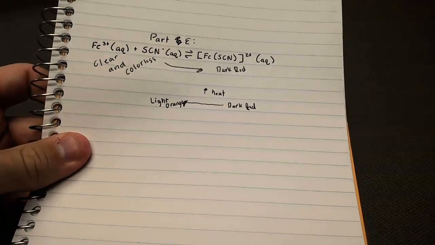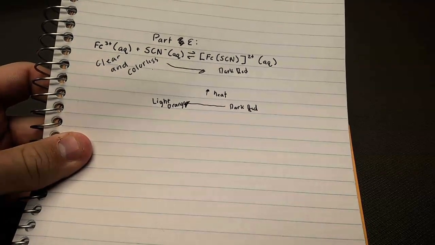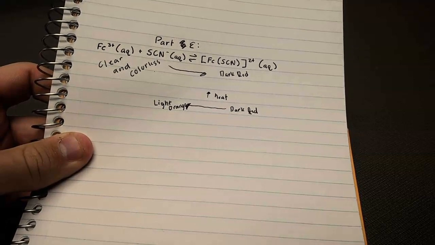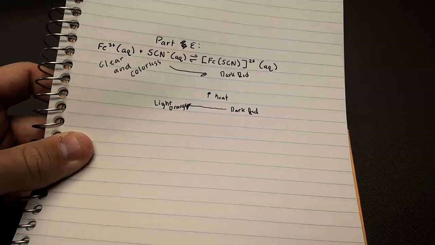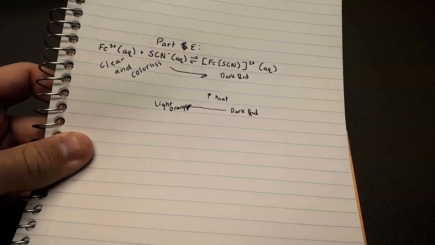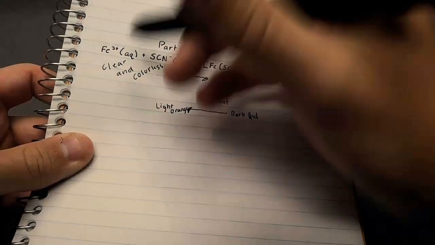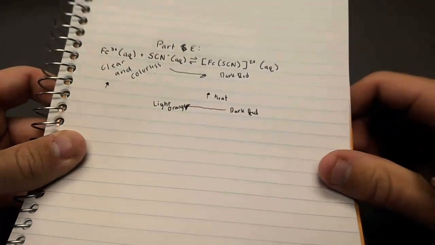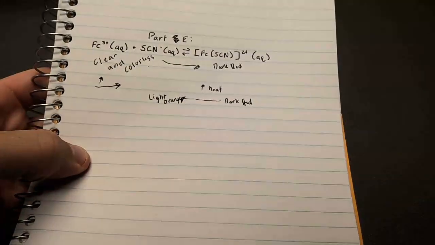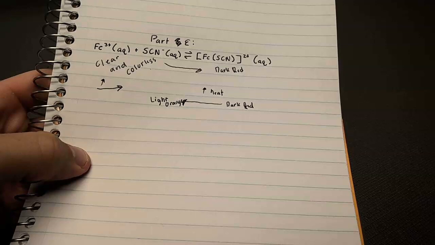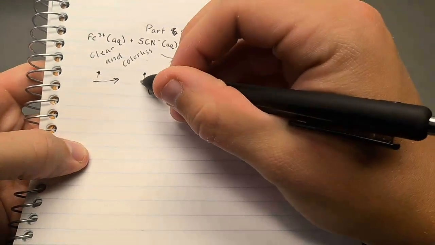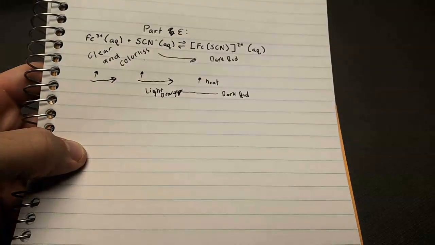Now, when Fe(NO3)3 and KSCN were added again, it turned darker, since there's an increase in Fe3+, so it shifted to the right. When more KSCN was added, it turned darker again, which was an increase in SCN-, and that also shifted back to the right.